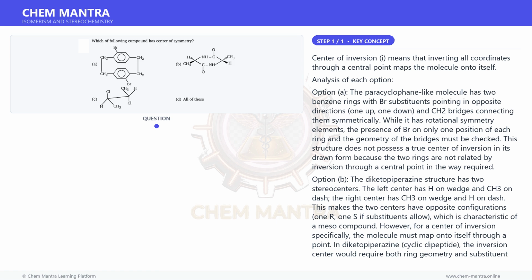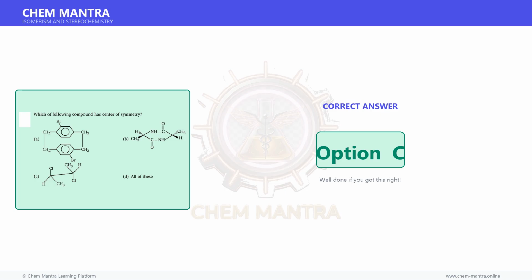Why D is not correct. Not all three structures unambiguously possess a center of inversion. Option C is the definitive example of a center of symmetry, an inversion center, specifically meso-2,3-dichlorobutane in anti-conformation. Therefore, the correct answer is option C.